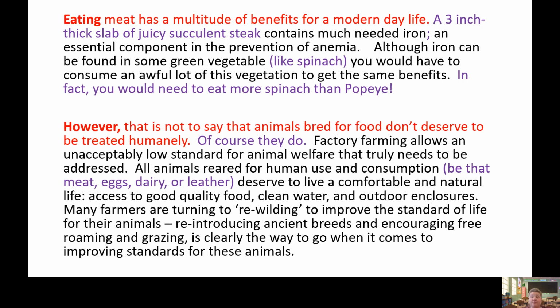So again, we can see that they've used a present participle at the start of this paragraph in the form of eating, and they've spent some time considering their vocabulary, such as multitude and anemia. They've also included some descriptive writing. A 3-inch thick slab of juicy, succulent steak is clearly a good way forward. It allows us to see the steak in front of us. They've used brackets correctly to introduce the idea of spinach, and they have attempted to introduce an idea of humour by referencing Popeye at the end.